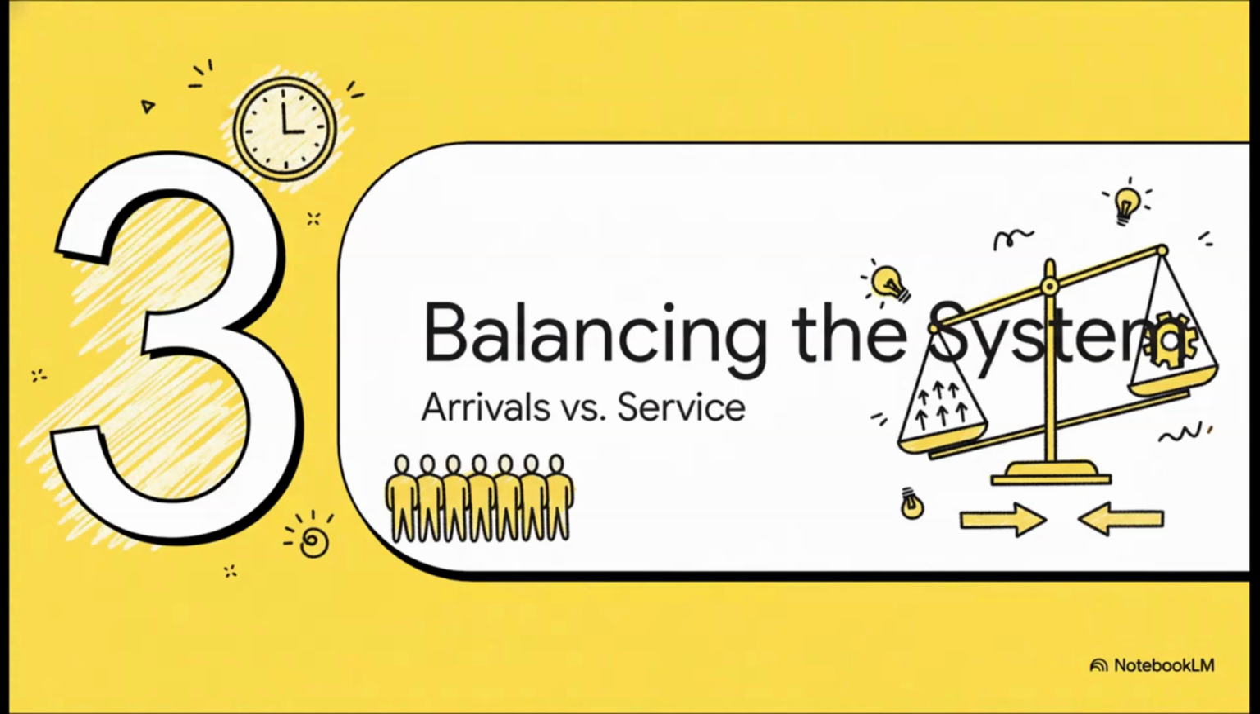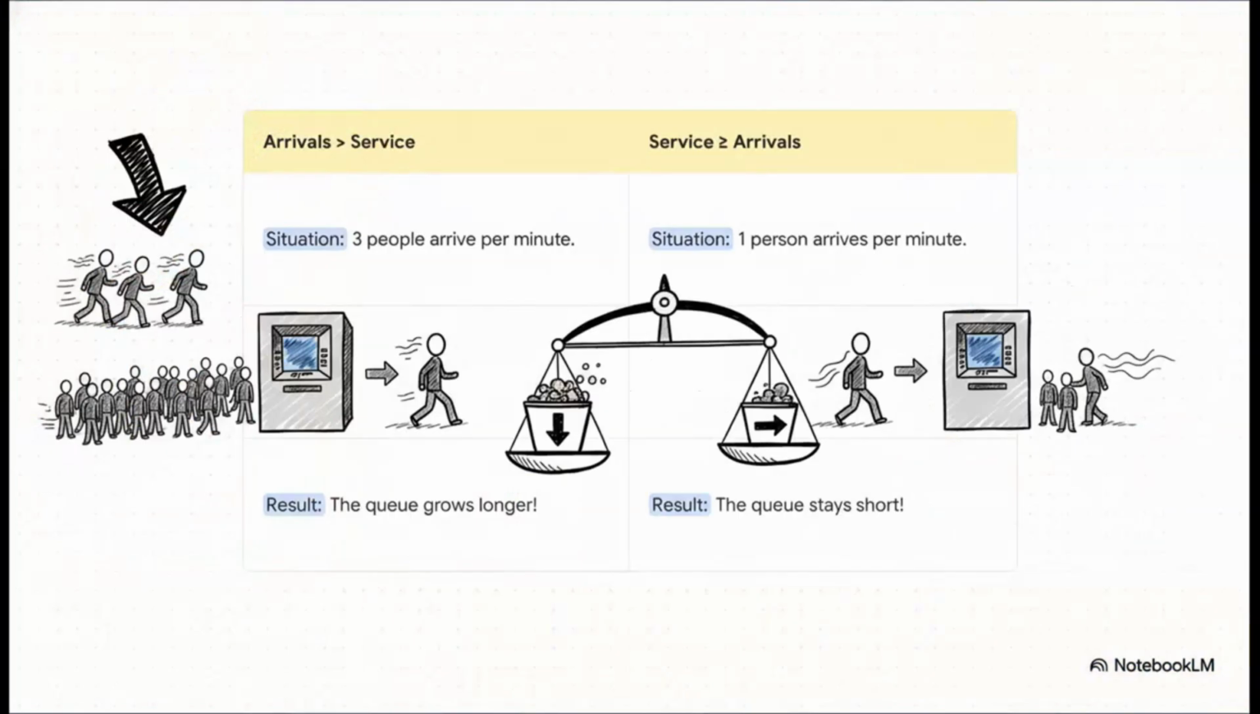Okay, so we can estimate how many people are coming and how long it takes to help them. Now for the really cool part. Let's see how we can actually use those estimates to balance the system and make those lines shorter. This ATM example breaks it down perfectly. Look at the left side. If 3 people show up every minute, but the ATM can only serve 1 person per minute, what happens?